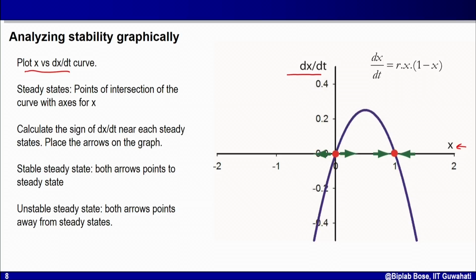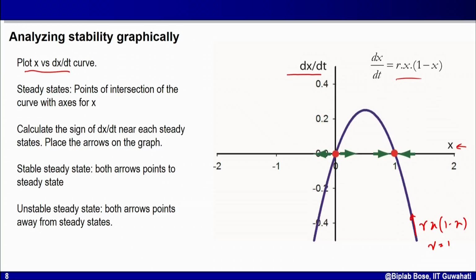So now in this plane I can draw the ODE, that is dx dt equal to r into x into 1 minus x. So this is a function of x. So I can plot it. The plot I have shown is this one. This blue line is this curve. So this is nothing but r into x into 1 minus x, where r equal to 1. I have taken r equal to 1 to draw this one.